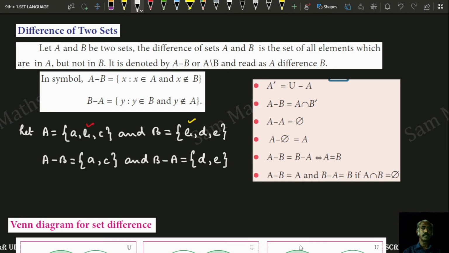Clear, children? So also you must know that always A minus B intersection B minus A will be null set. Okay, children? No common element will exist in A minus B and B minus A. Next notes, just go through this.